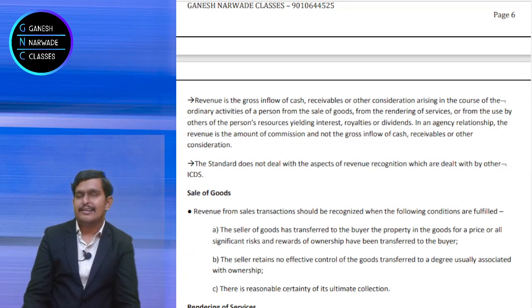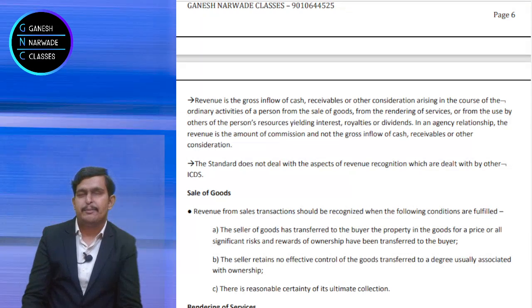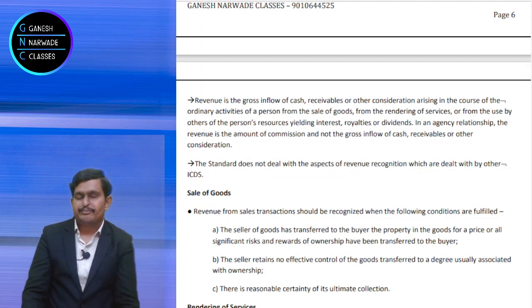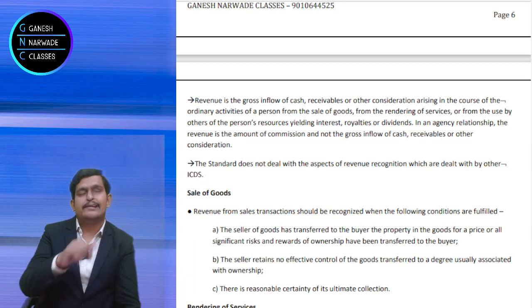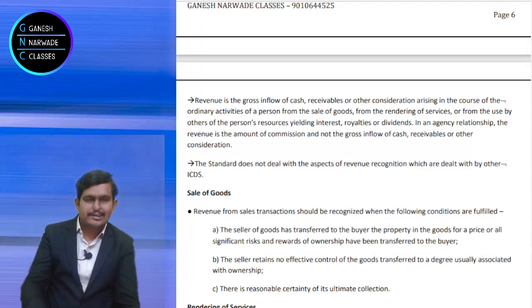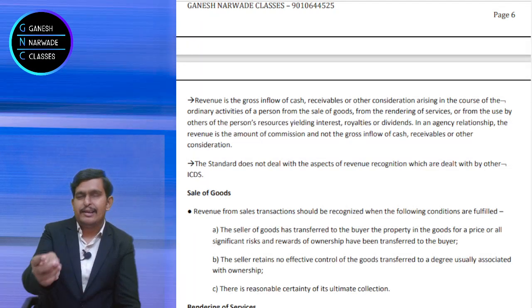When should I consider the revenue? In the 2021-22 previous year or the 2022-23 previous year? The answer is the 2022-23 previous year. Once it is complete, then revenue should be recognized. So if your service period is less than 90 days, wait for the completion. On the completion, recognize the revenue.